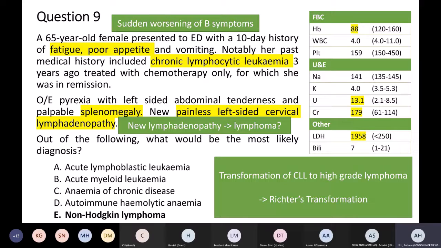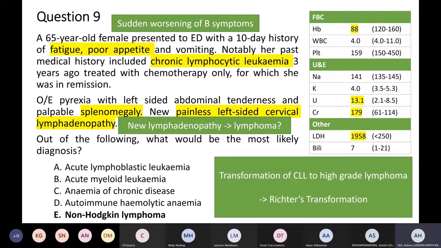Sometimes patients with chronic lymphocytic leukemia, even though they're asymptomatic, may have a raised LDH. But when there's a new raised LDH with symptoms of lymphoma, we're thinking, oh, potentially Richter's transformation is going on. We have an AKI, potentially related to cell breakdown and products getting stuck in the kidneys.